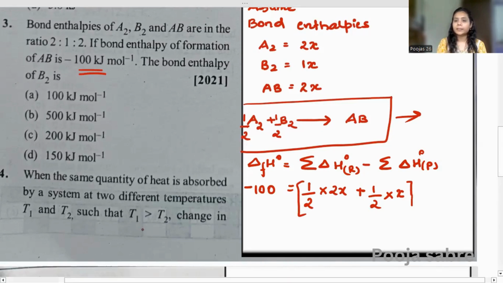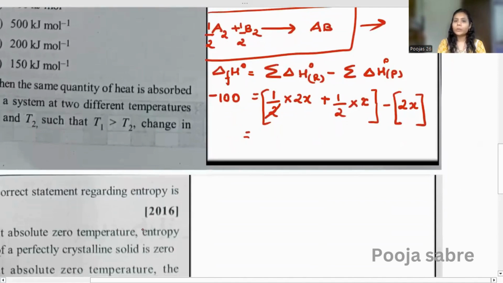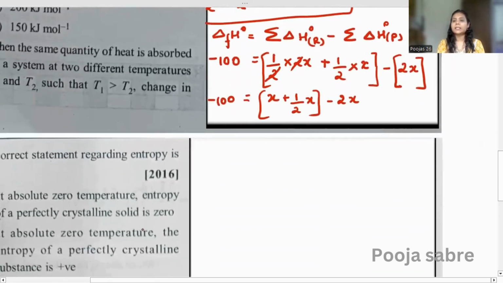This is the reactant. Coming to product. Product में क्या है बच्चों? Product में it is only AB. And what is AB? It is a 2X. So I'm going to write it down as a 2X. And then now simple calculation है. आपको simple maths apply करना है यहाँ पे. This will give me 2 and 2 will get cancelled. Over here, this thing will be what? X plus 1 upon 2x. And then you're going to subtract with this minus 2x. And then finally, it will be minus 100. Clear? And then what will be the answer? The final answer will be X is equal to 200 kilojoule per mole. This is how you are going to solve.